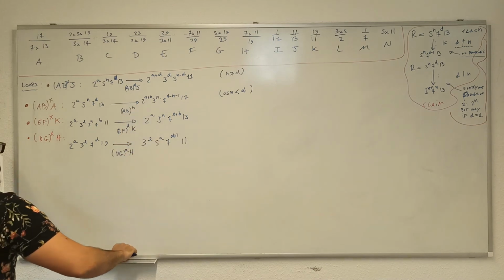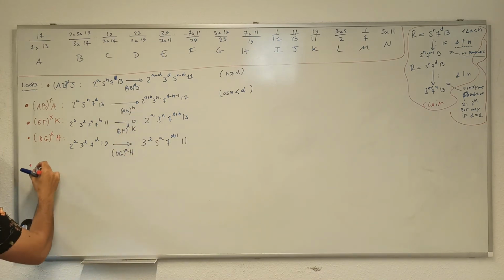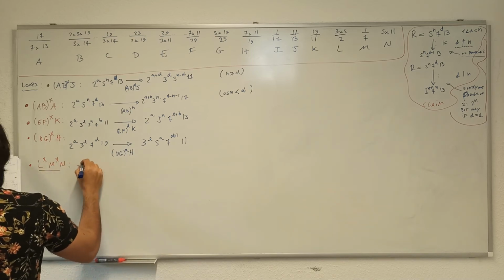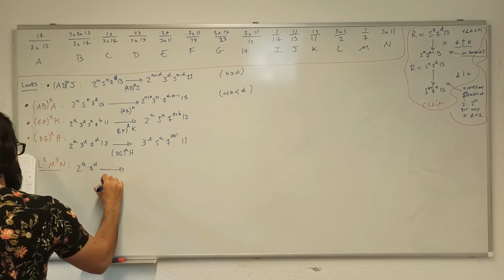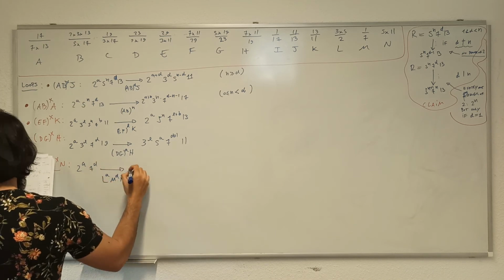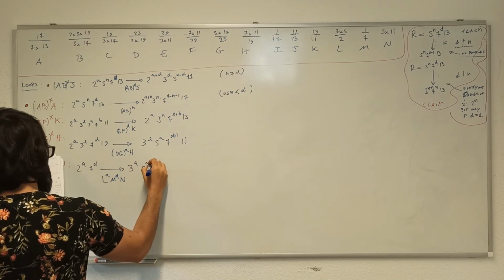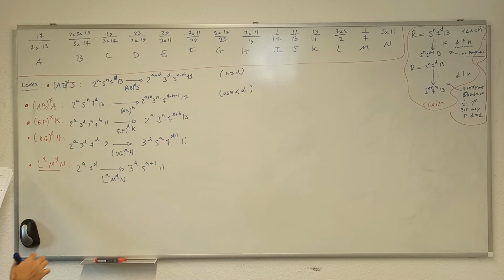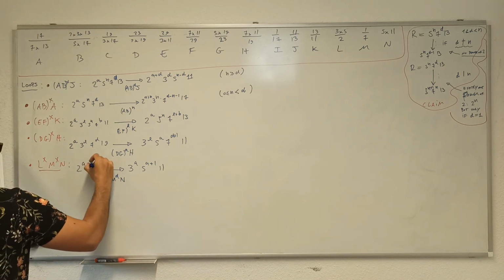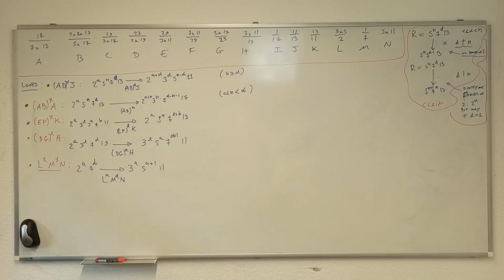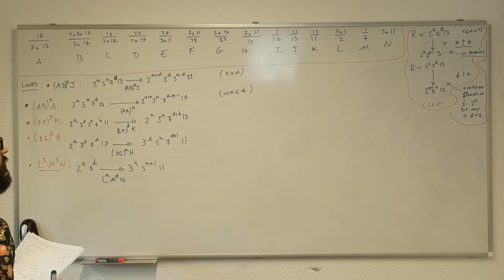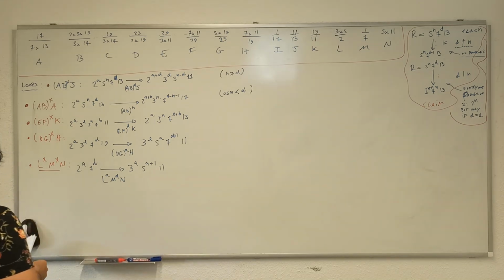And then please check. And then I have this loop. This loop is a 2 to the A, 7 to the D. And then I have this, and this would be a 3 to the A, 5 to the A plus 1 and 11. And the D's are completely cancelled here. Yes. And that's it. These are all the loops I want. So now let's start with the prime game.